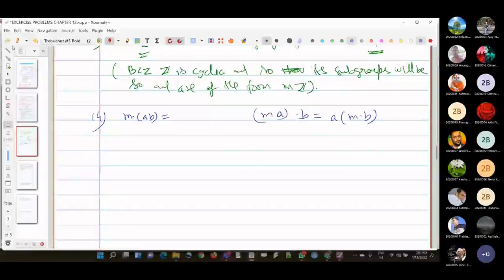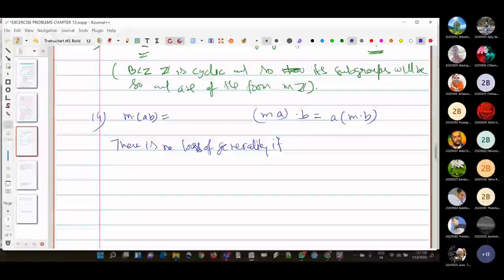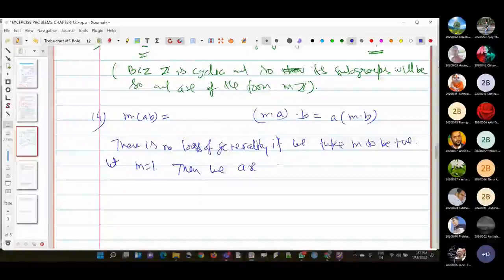Let me write it completely. There is no loss of generality if we take m to be a positive integer. So we use mathematical induction. Let m equal 1, then we are done.